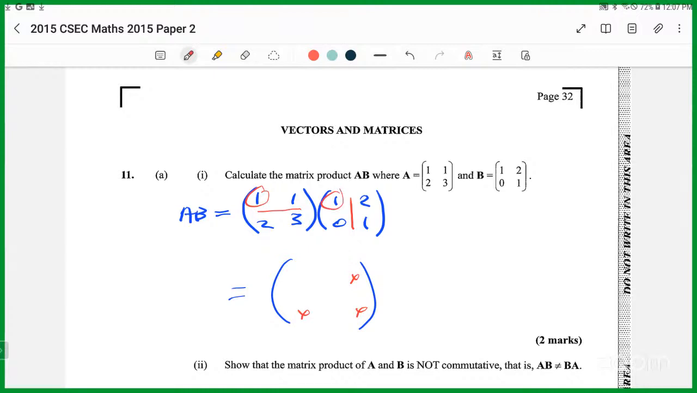1 times 1 is 1, 1 times 0 is 0. Then the value out here is positioned first row, second column. So I multiply this first row by this second column to get it. So it's 1 times 2 and 1 times 1. So 1 times 2 is 2, plus 1 times 1 is 1.